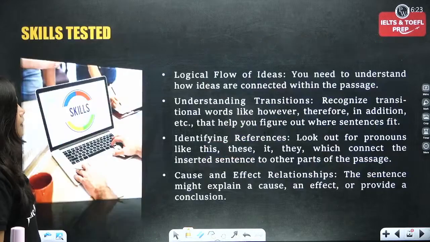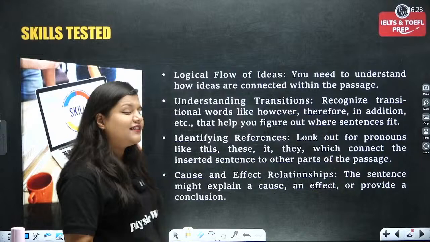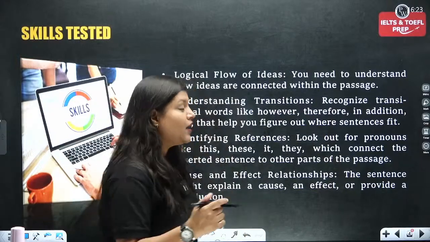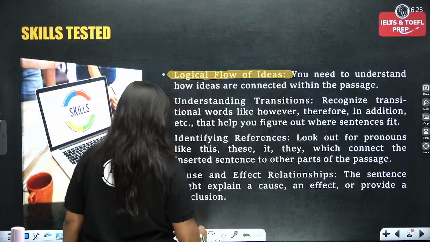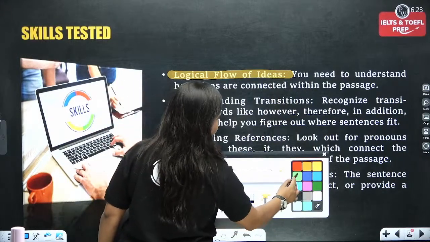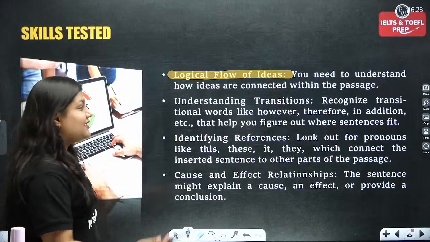Now, if I'm going to talk about the next thing, which is the skills test. What are the skills that are tested over here? Listen to me carefully. Logical flow of ideas. So what I got to know is that logical flow of ideas is being tested, definitely.